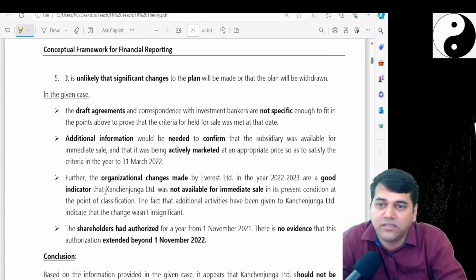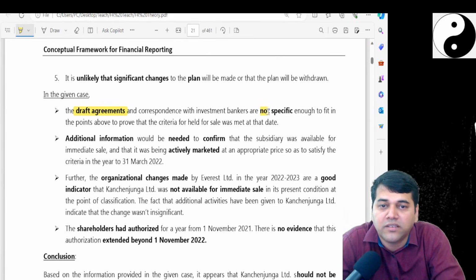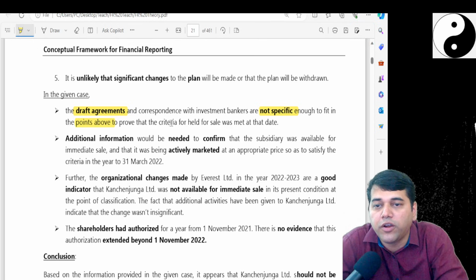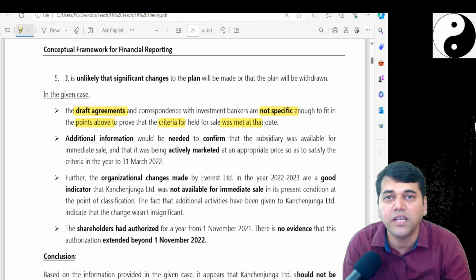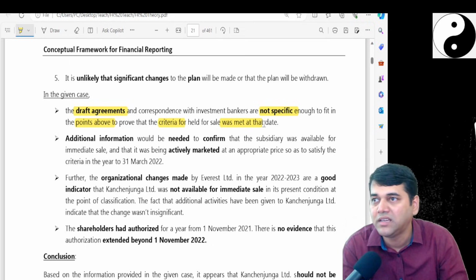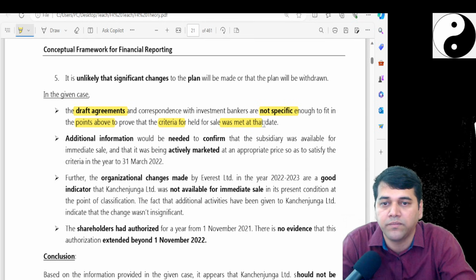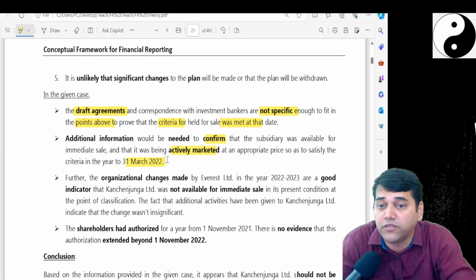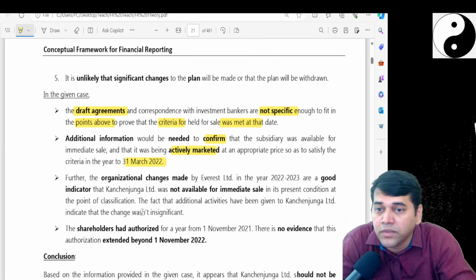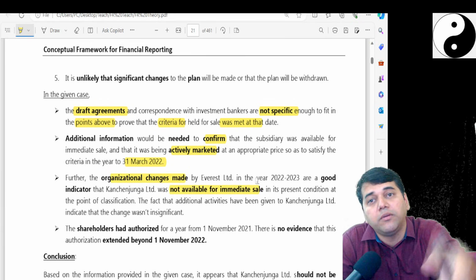So in the given case, the draft agreement and correspondence with the investment bankers are not specific enough to prove that the criteria are met. Like, you say there is one draft agreement, you wanted to sell it, but have you marketed it? Have you priced it properly? Additional information is needed to confirm whether they have been actively marketed on 31st March 2022, because they didn't do it. Further, the organizational changes made show that it is not available for immediate sale also.